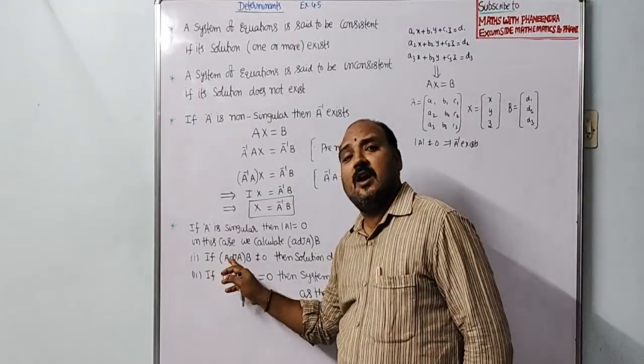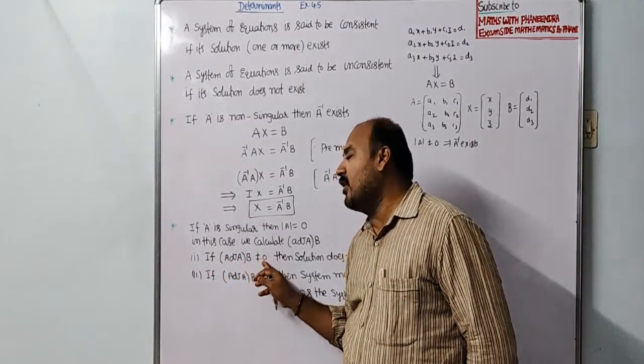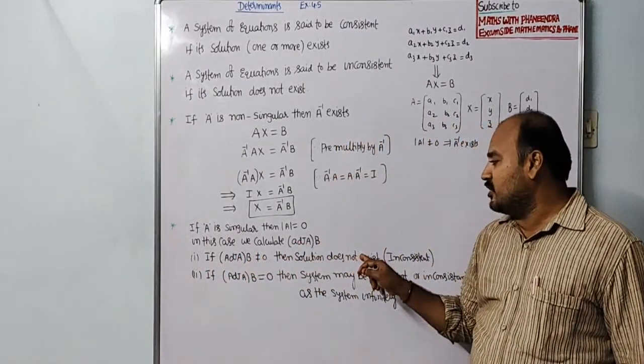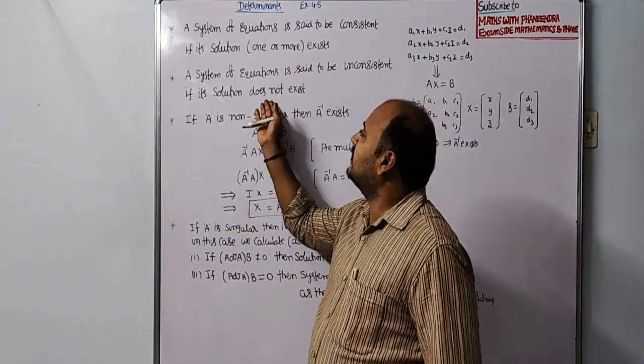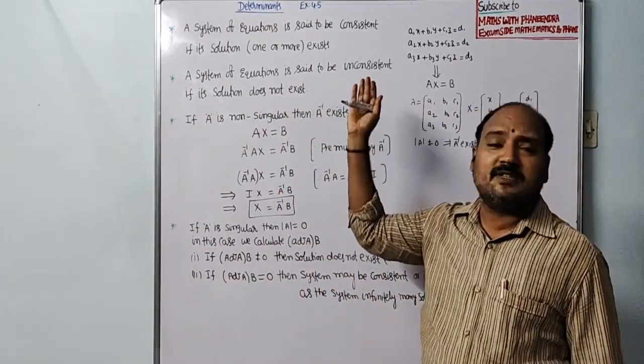In that, the first case: if adjoint A into B is not equal to 0, then the solution does not exist. Whenever a solution does not exist, the system is inconsistent. Here, does not exist means inconsistent.